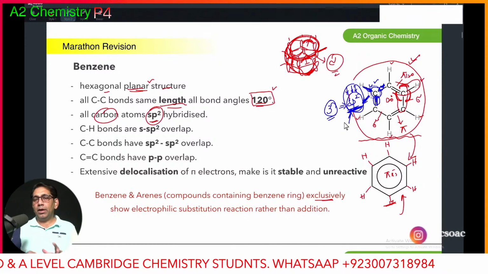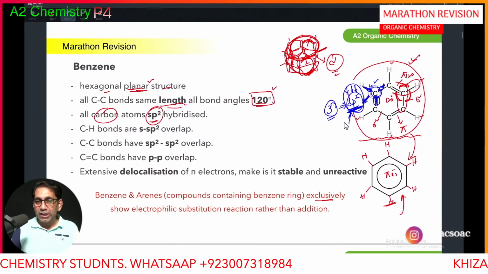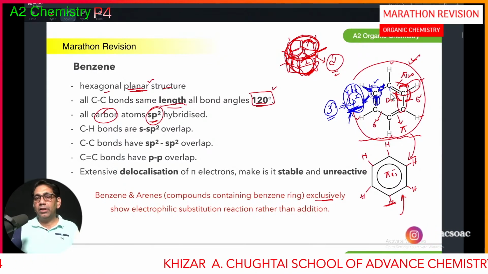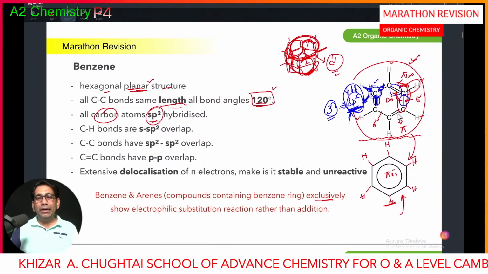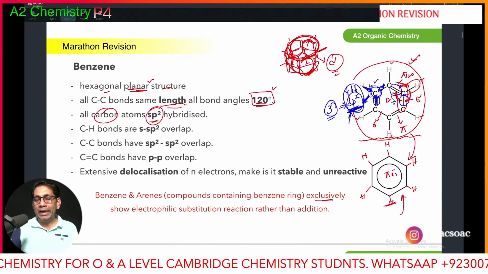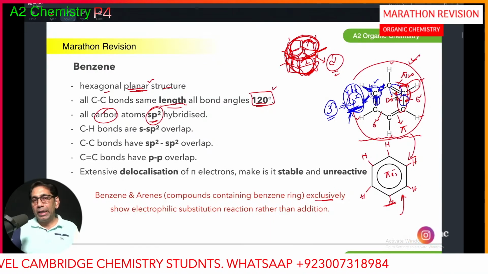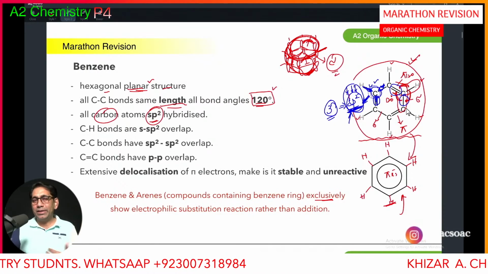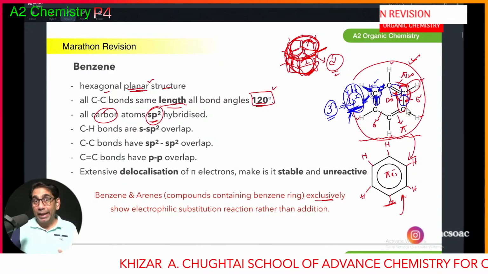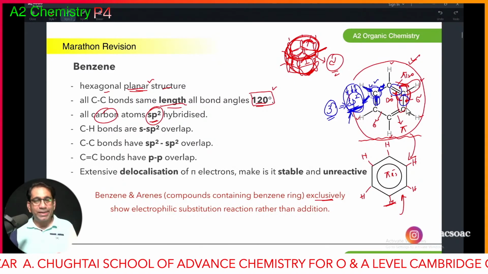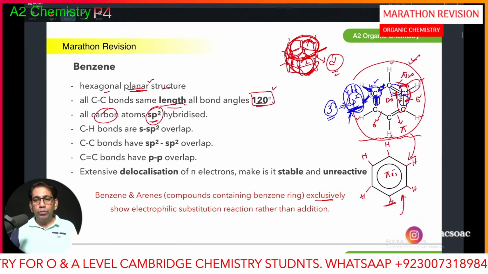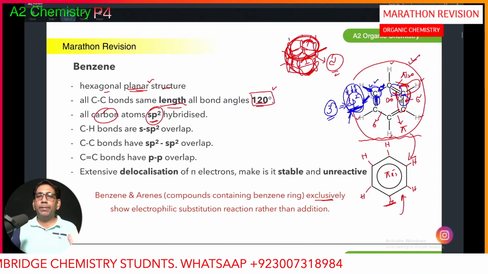So once again, all carbon atoms are showing sp2 hybridization. Even though this is a double bond and this is a single bond, you know the double bond is normally shorter in a normal alkene. But in the benzene ring, the double bond and the single bond have the same length. Why do they have the same length? As I told you, a double bond is shorter compared to a single bond.